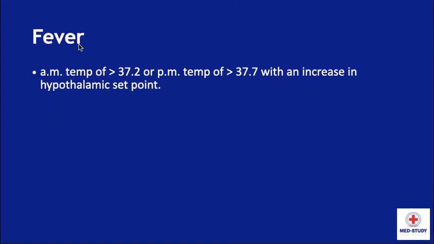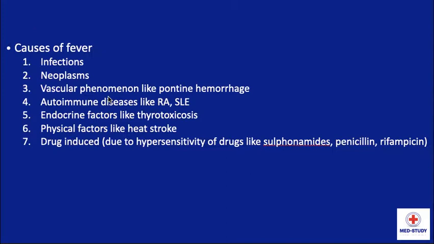Now fever is when the AM temperature is more than 37.2 degrees Celsius or PM temperature is more than 37.7 degrees Celsius with an increase in hypothalamic set point. The phrase increase in hypothalamic set point is very important in stating it as a fever.